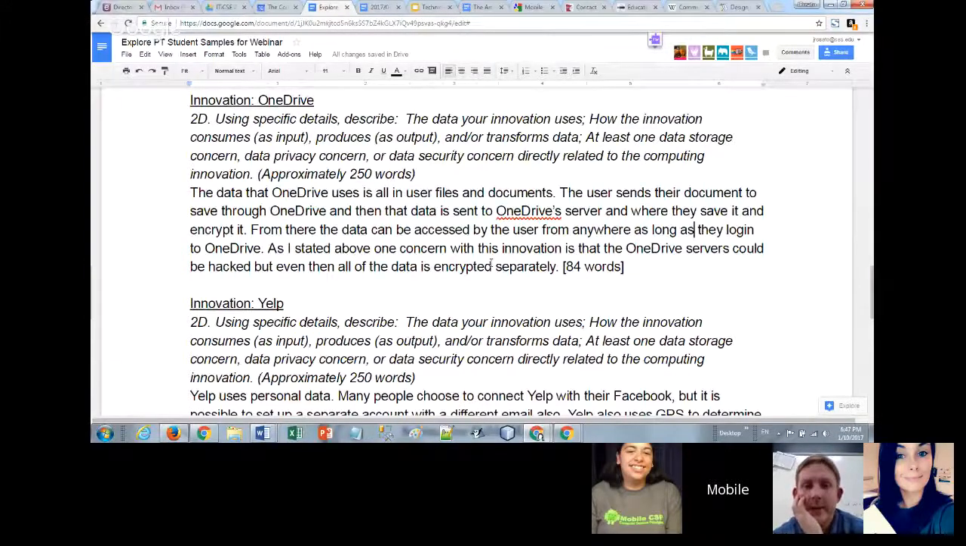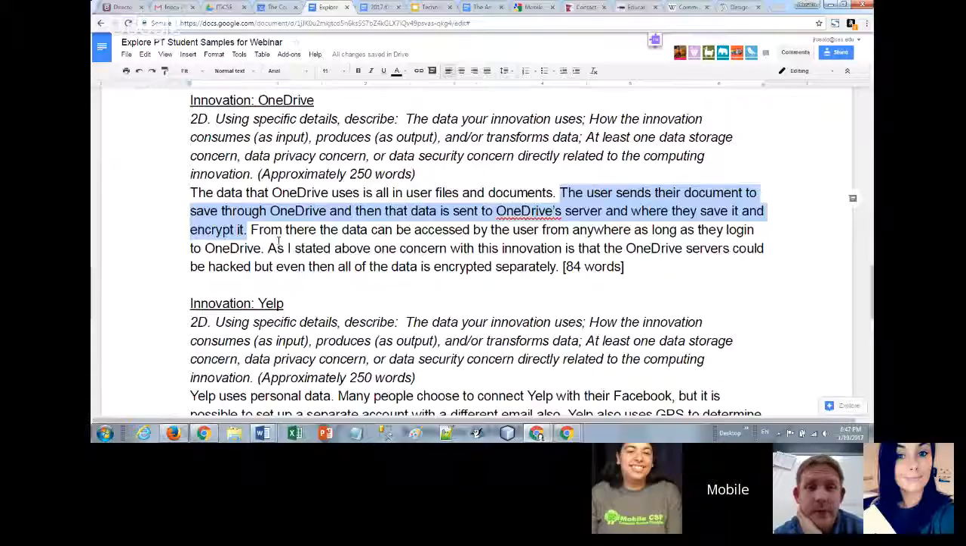Yeah, and I'm looking at the second sentence that starts with "the user sends their document to save through OneDrive." This is a good example of some beginning to become vague with pronouns. Mm-hmm. "The user sends their document to save through OneDrive, and then the data is sent to OneDrive server where they save it and encrypt it." It becomes somewhat confusing if it's the user or OneDrive. It starts to get pretty confusing of who the "they" is and what's being encrypted. I think some serious proofreading needed to take place there.